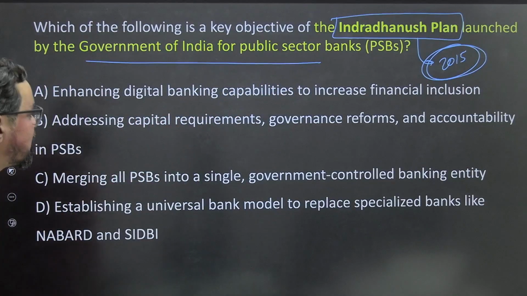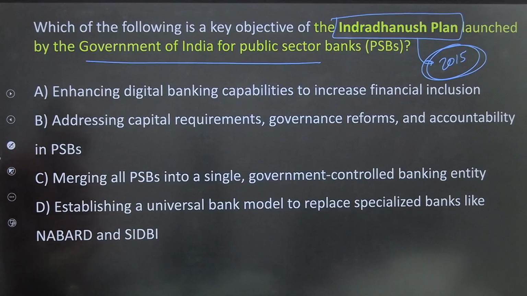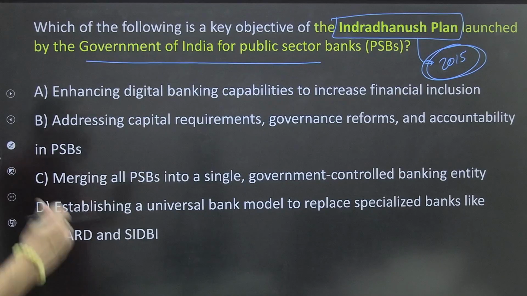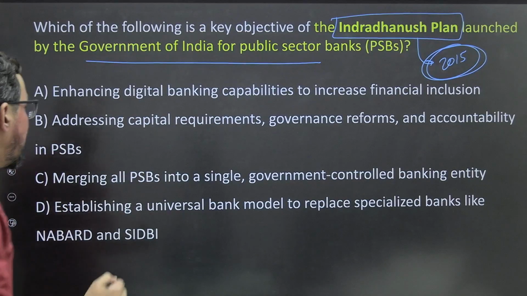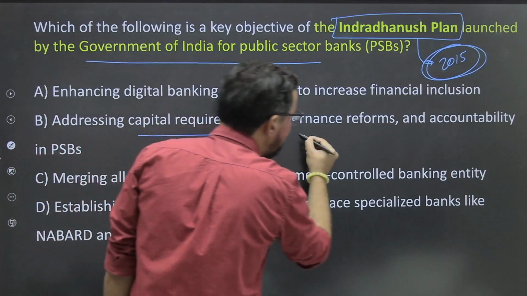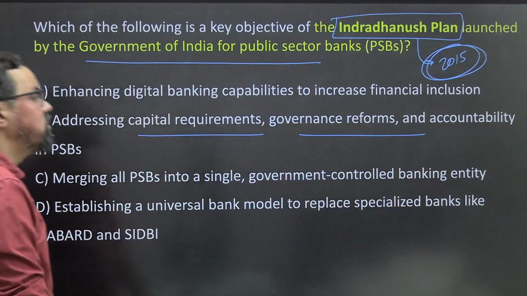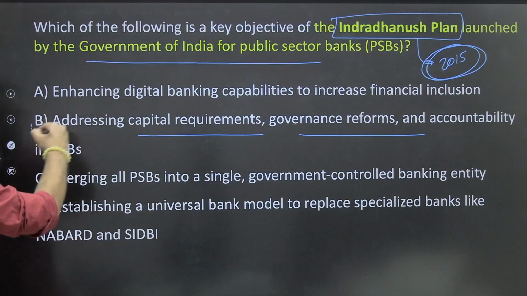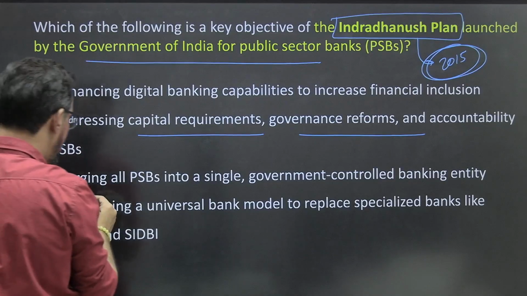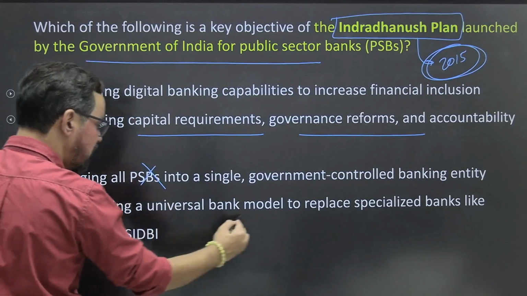Enhance digital banking capabilities to increase financial inclusion, not only about digital banking. Addressing capital requirements, governance reforms, and accountability in public sector banks through merging public sector banks, and enhancing the universal bank model.